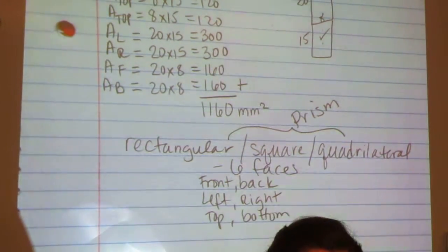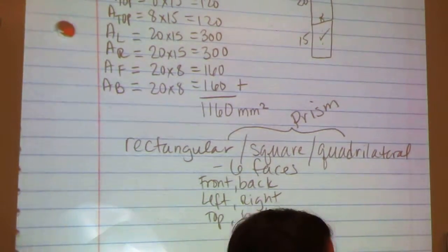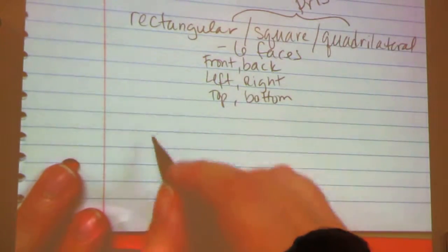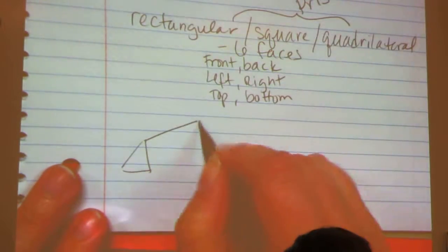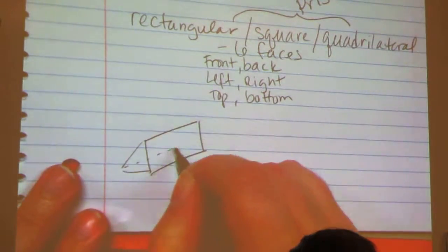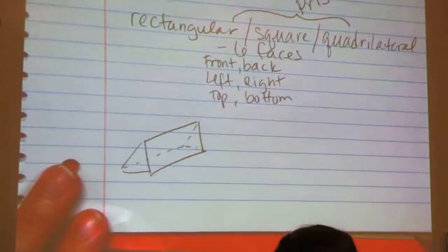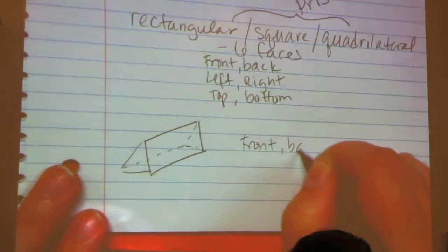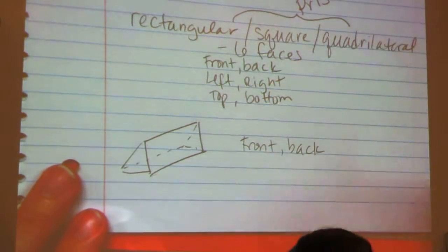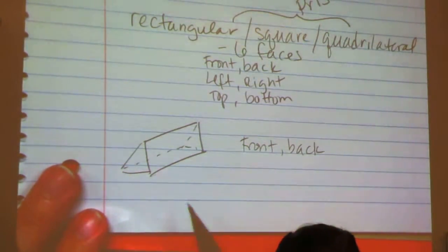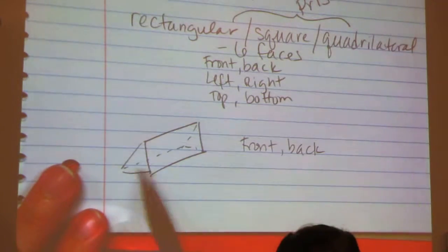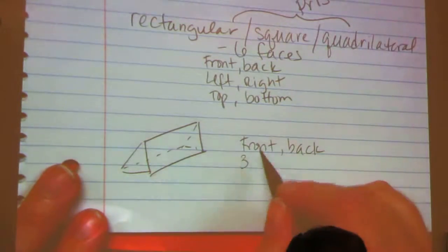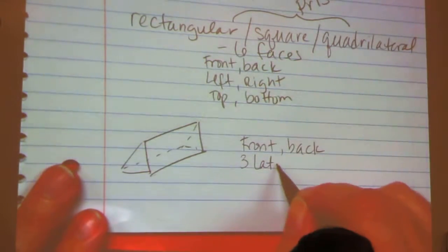The only other kind of prism that you're going to deal with is your triangular prism. And a triangular prism looks something like this. It still has a front and a back, which are equal. But instead of having a left and a right and a top and a bottom, a triangle only has 3 sides. So you have 3 faces. And we call them lateral faces because they're on the sides.